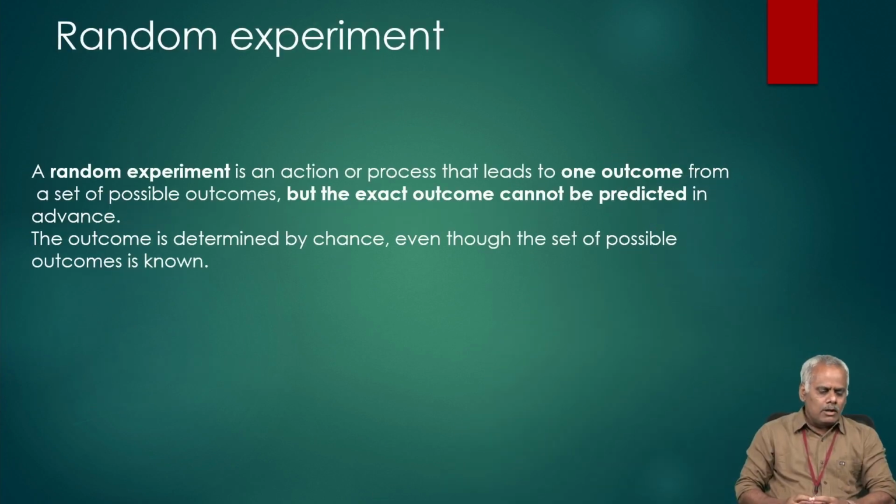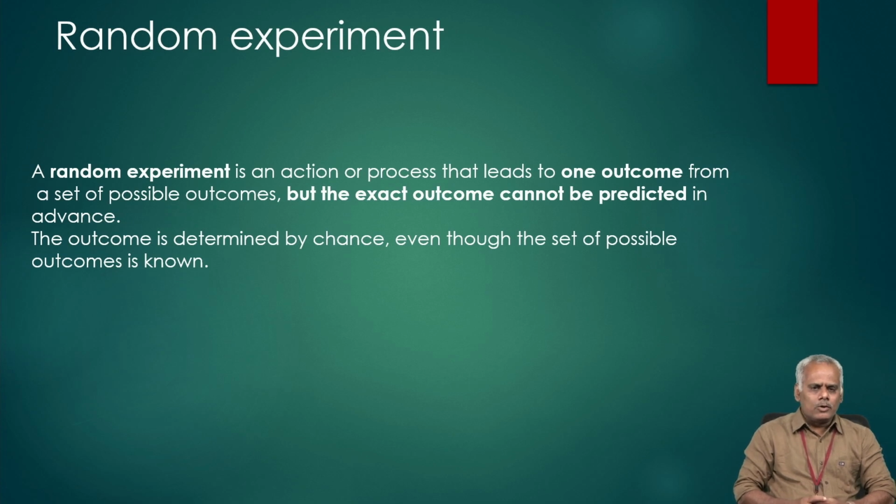Now, we begin with random experiment, which is any process whose outcome is uncertain but from a known set of possibilities. A random experiment is an action or process that leads to one outcome from a set of possible outcomes, but the exact outcome cannot be predicted in advance. The outcome is determined by chance, even though the set of possible outcomes is known.